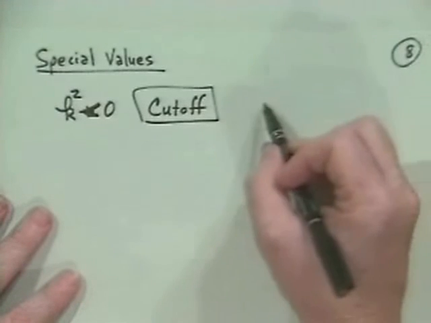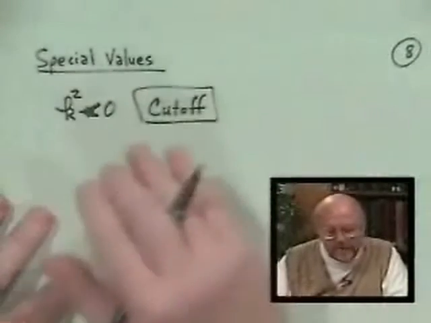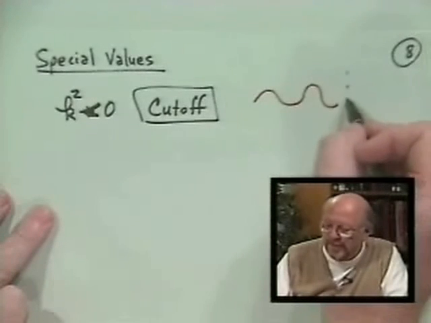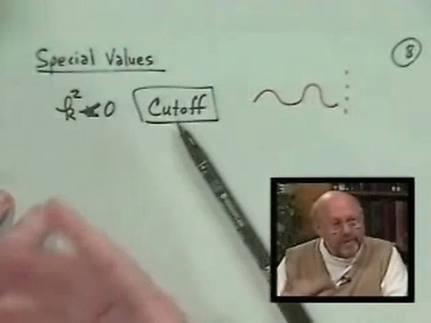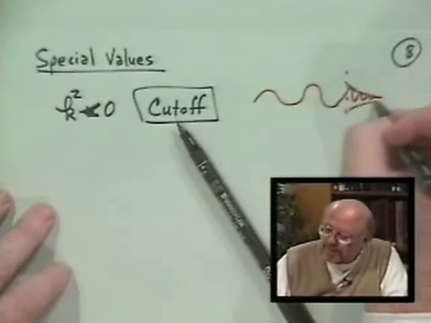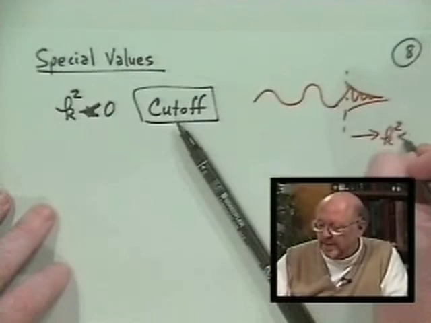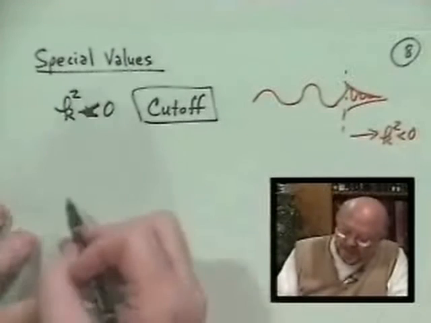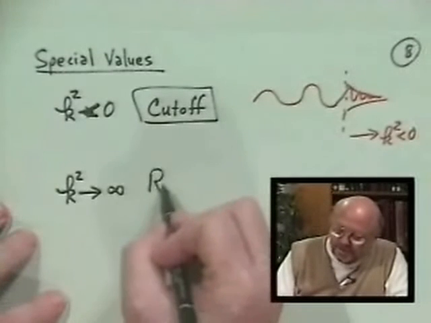What that sort of means is, if I was propagating through a medium and the density and magnetic field were changing very slowly compared to the wavelength, I'd have a wave going along, and then at some point, k squared becomes negative, and that means k becomes imaginary, or alternatively, my wave damps out. So this is the k squared less than zero range, and it says my wave damps out. On the other hand, the other case I could have is that k squared goes to infinity. And that's called a resonance.